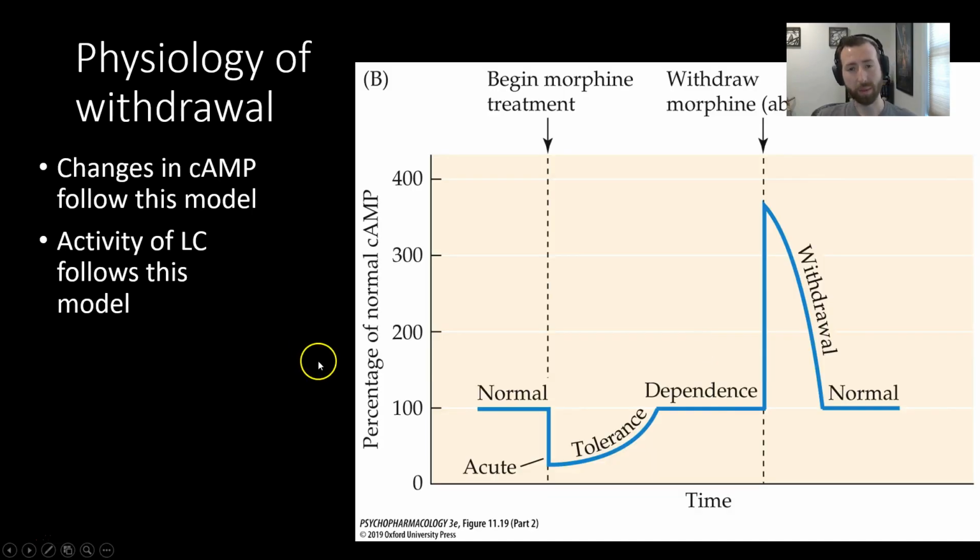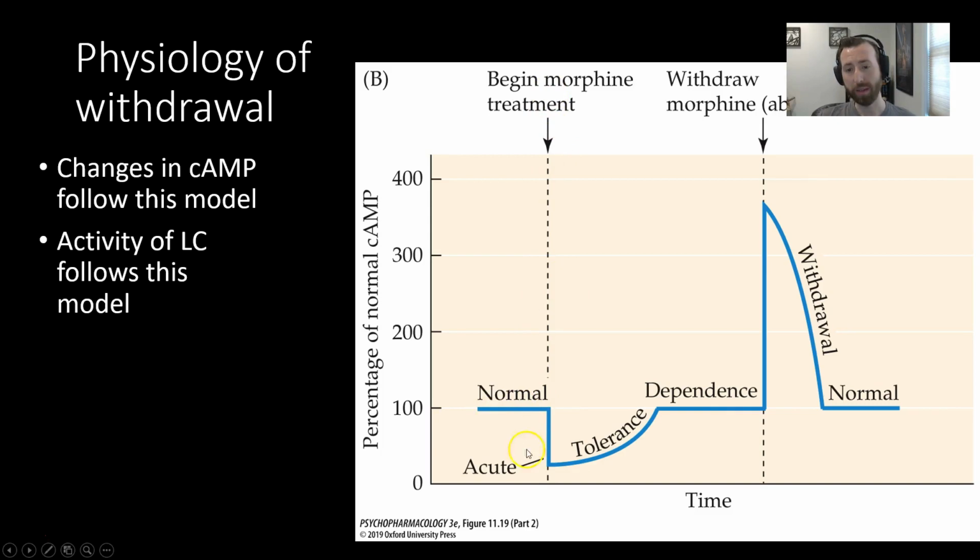So let's talk a little bit more about some specific physiology that has to do with this effect. Changes in cyclic AMP follow this model. If you'll remember, we talked about how opiates produce an inhibitory effect on adenyl cyclase, which is what's producing cyclic AMP. So here we're watching the cyclic AMP that's downstream of opiate signaling. You can see before morphine treatment, we're at a normal level. This graph is showing the percentage of normal cyclic AMP, so of course we're showing 100% of our normal level.